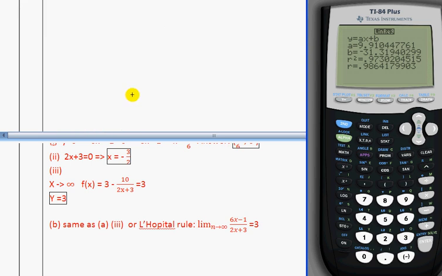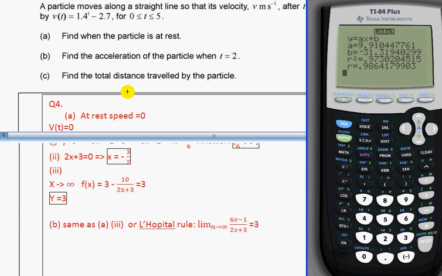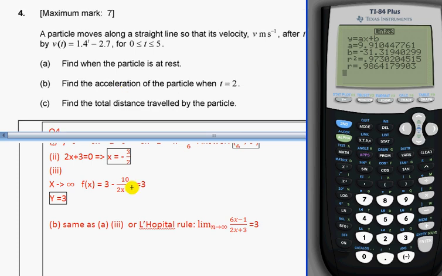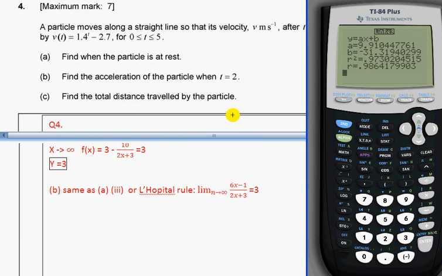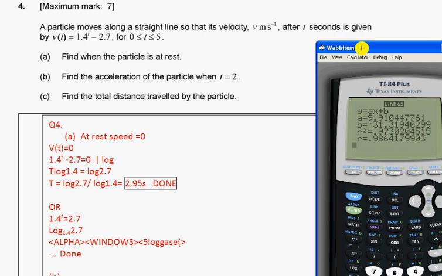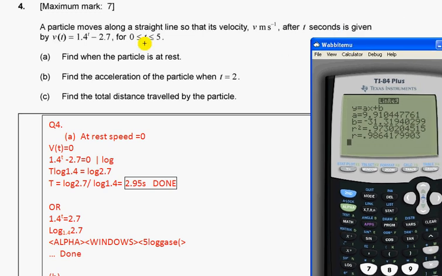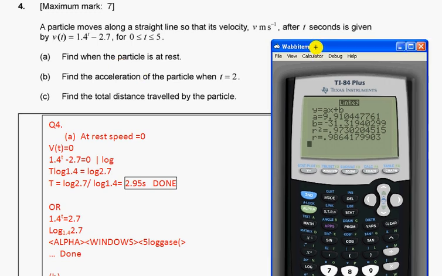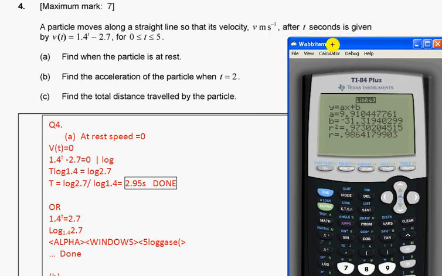Question 4. A particle moves along a straight line so that its velocity v after t seconds is given by this formula. Time is between 0 and 5. Find when the particle is at rest. At rest means v equals 0. So v equals 0, 1.4^t minus 2.4 equals 0.